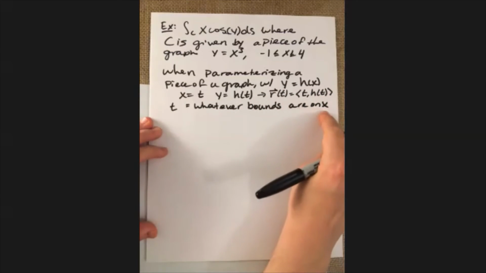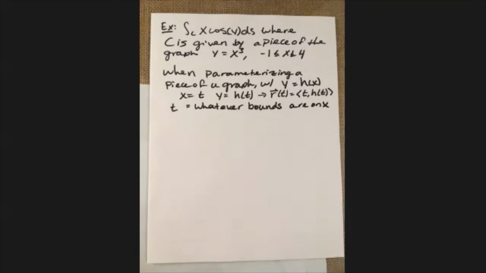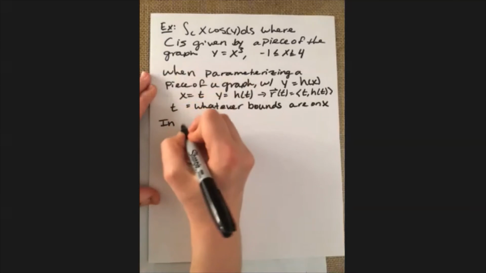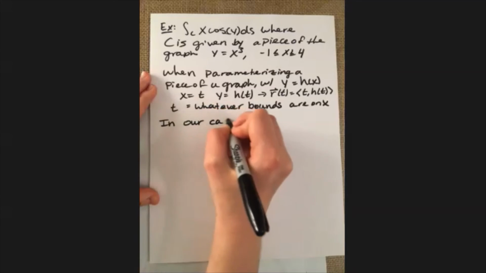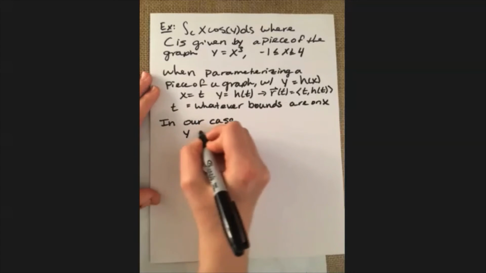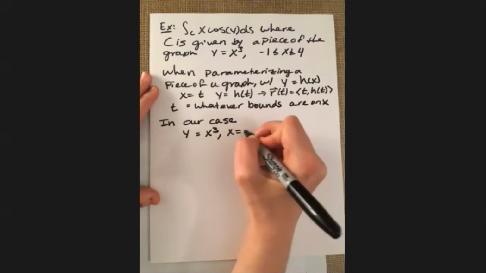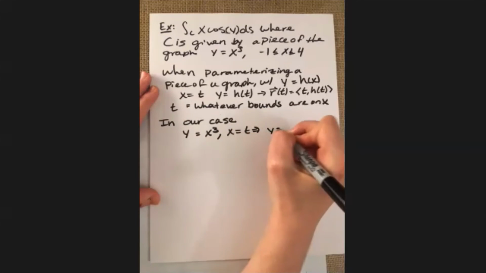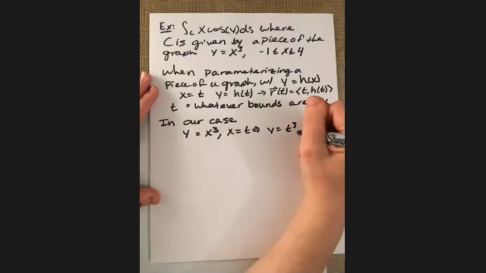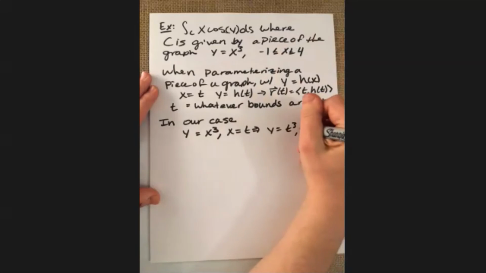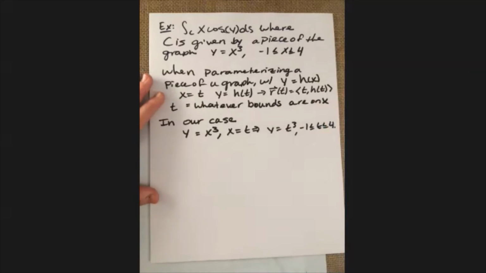Which is something you want to be careful about because sometimes you're given bounds on y instead and you have to make the appropriate adjustments. Okay, so just to make this a little bit more concrete, in our case, since y is equal to x cubed, if we take x equal to t, we get that y is equal to t cubed, and since the bounds of t are the same as the bounds on x, t is going to be between -1 and 4, just like so.